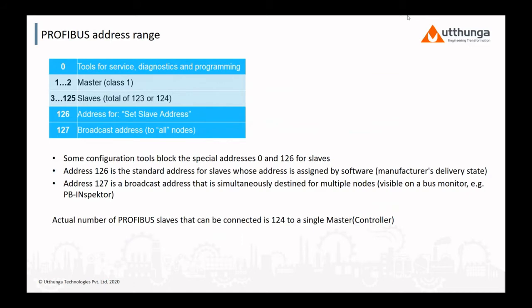While 126 and 127, 126 is a default address. We don't use 126. It is only for the manufacturer. While 127 is used for broadcasting. Broadcasting means if you want to broadcast a particular message to particular nodes, we use 127. As I earlier explained, if you have a robotic plant or cranes with four motors running in a very microsecond, so if you want to broadcast a particular message to four nodes at a particular time, we use 127. That you have to program and use in a DPV2. So the maximum nodes that you can communicate in a single master is 124.